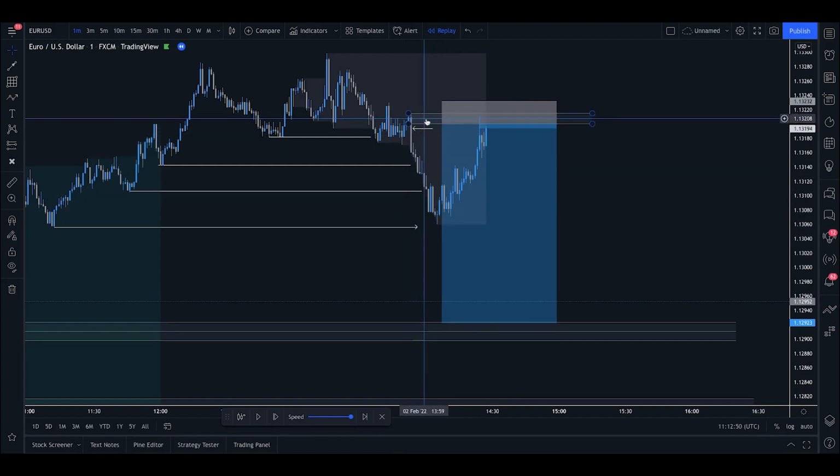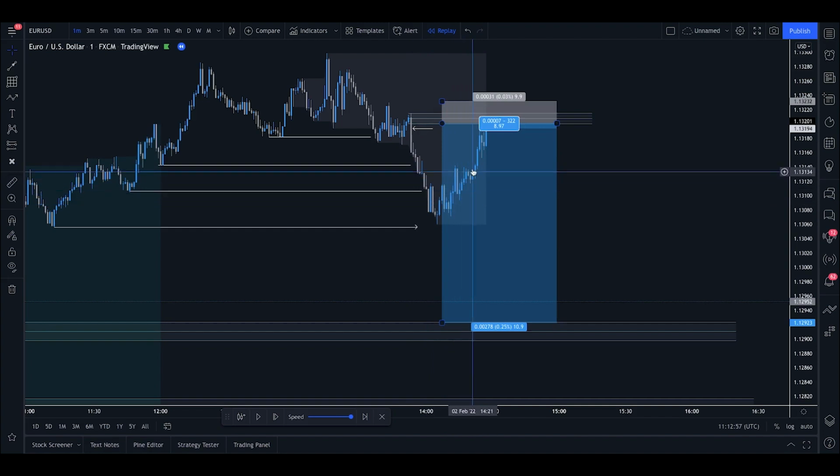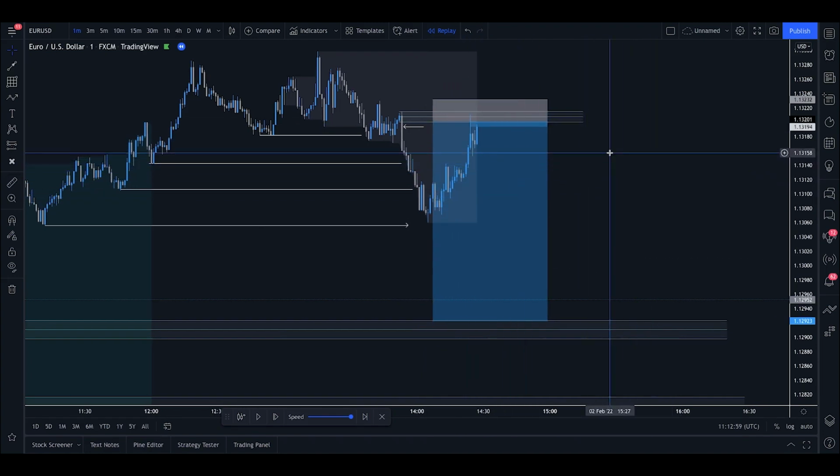So within about 10 minutes, we'd gone all the way from up here to down here. Now, the pullback was more corrective, right? We can see here we had these slower pullbacks up into this area. So that gives me more confidence in the trade.